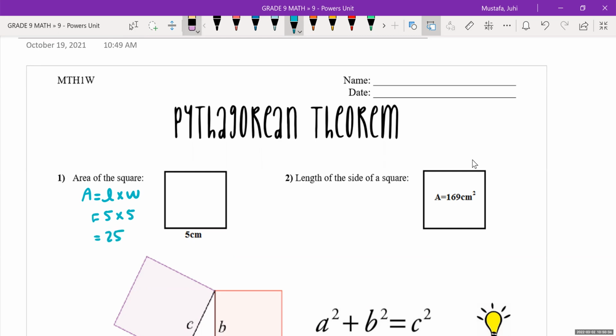5 times 5 is just going to give me the number 25. What kind of units do you have for area? Yes, it's going to be centimeters squared.